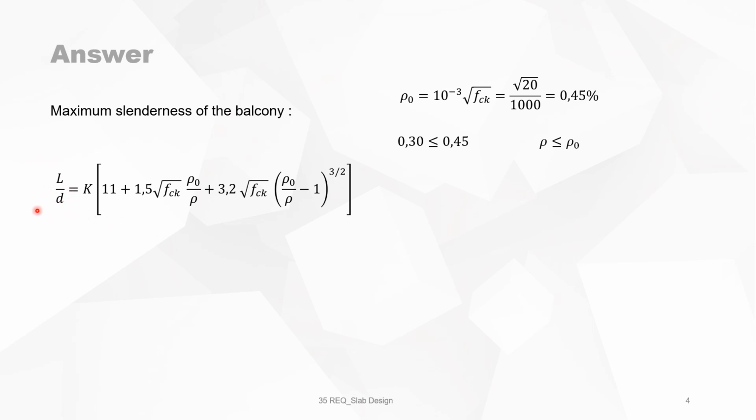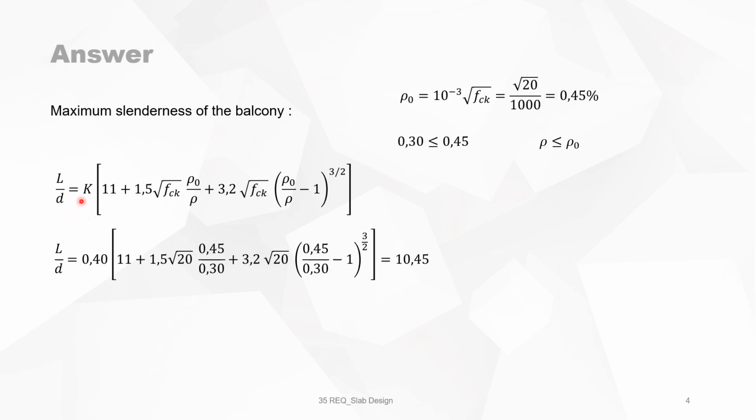So this is L over d, the slenderness of the balcony. K, because it's a cantilever, is 0.4. fck is 20. Rho 0 is 0.45%. And rho is 0.3% because that's given. Then again, rho 0 over rho. And we arrive at the maximum slenderness of 10.45. This is very low because we have a cantilever.